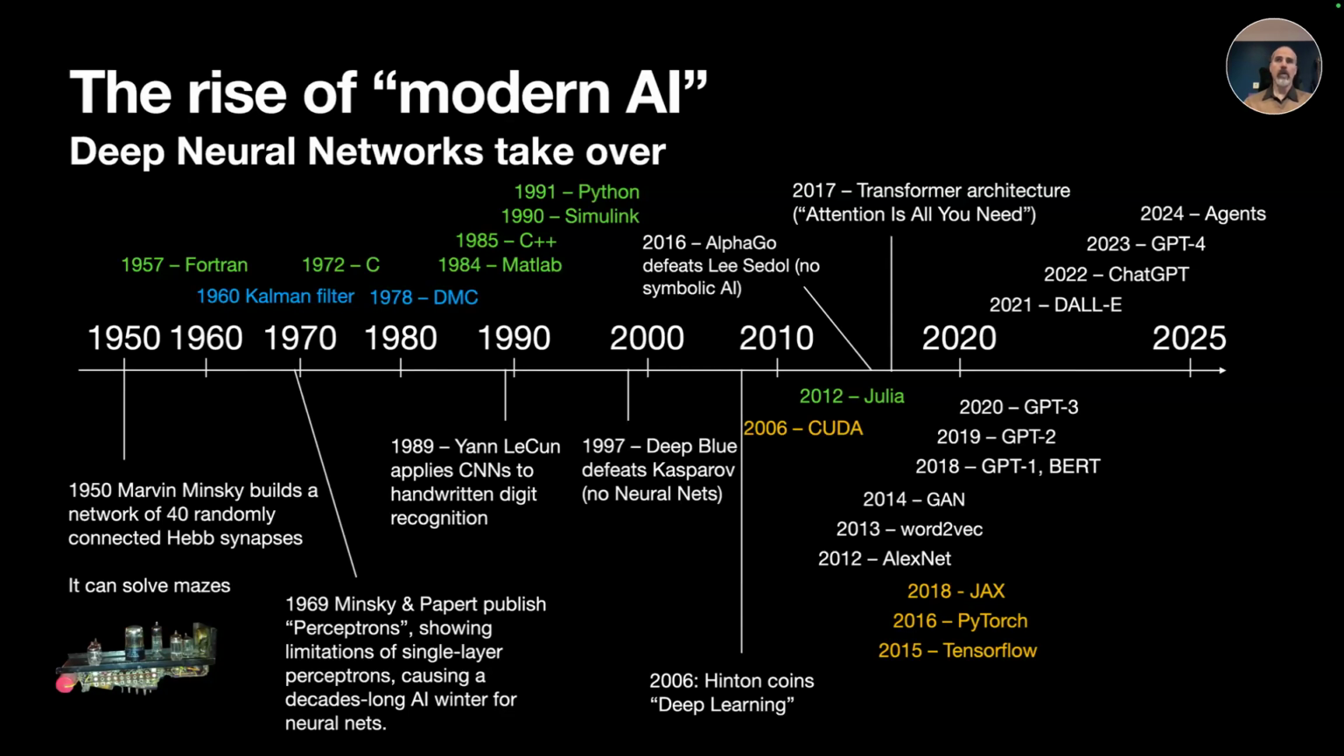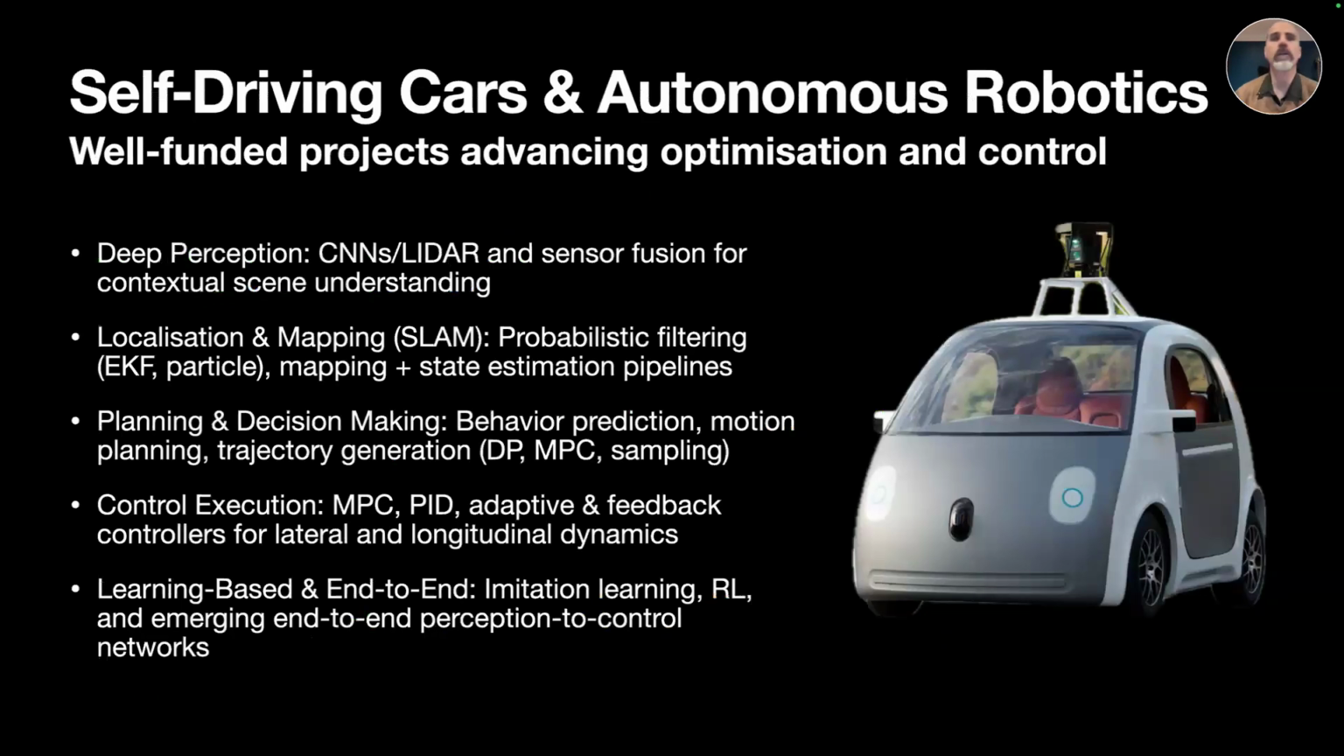I think something that is useful to shed light on how these things have advanced is to look at one of the poster children of AI at the moment: self-driving cars and autonomous robotics. These are incredibly well-funded projects. And I think that they are one of the driving forces behind moving some of our optimization and control problems forward, because they are solving these challenges with a budget that we don't necessarily see in the process control industry.